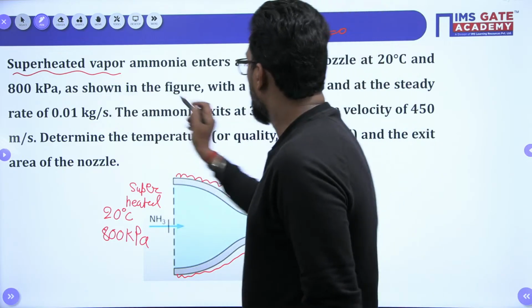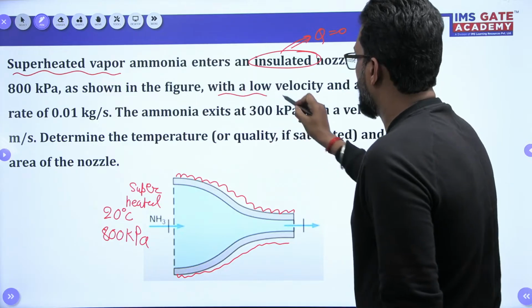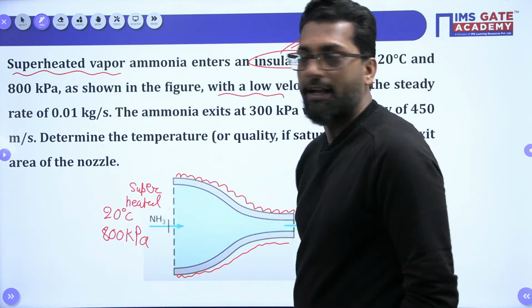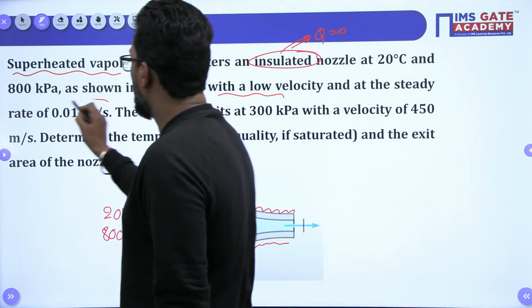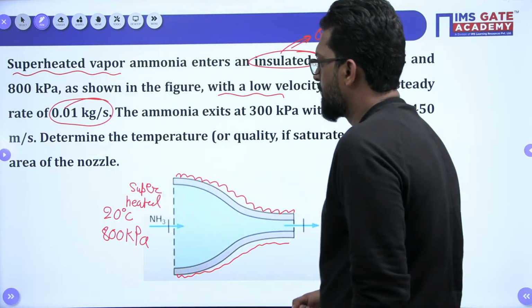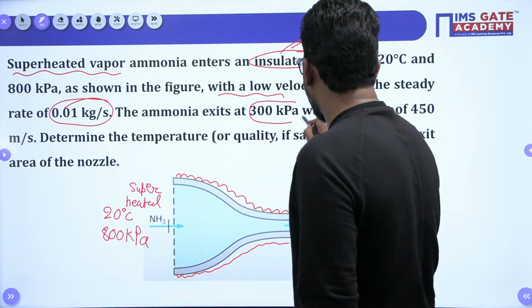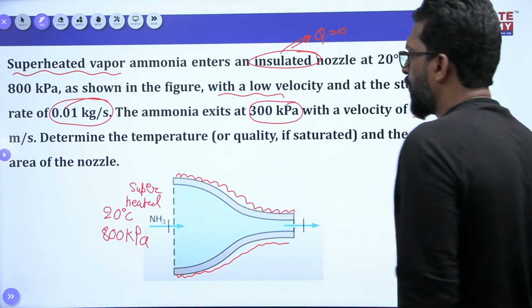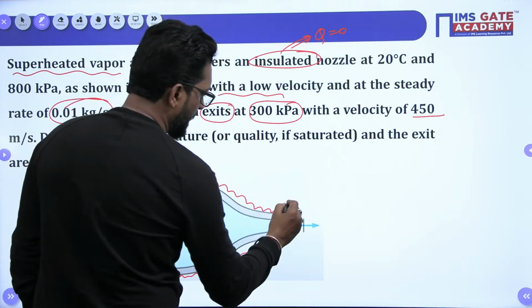Now, as shown in the figure, with a low velocity, that means the entry velocity we have to neglect, okay? And the steady rate, that means the mass flow rate, is given as 0.01 kg per second. The ammonia exits at 300 kilopascal with a velocity of 450 meter per second. That is the exit condition.